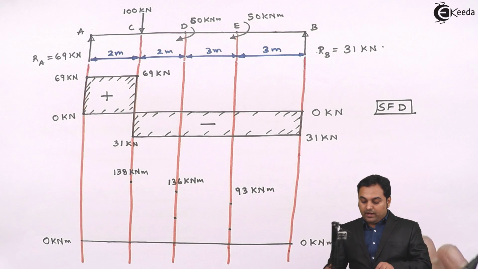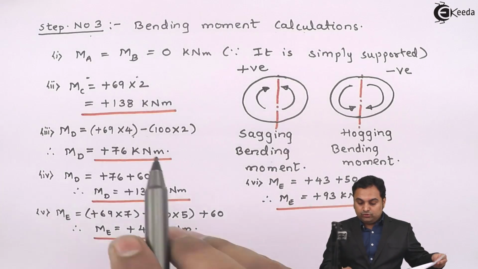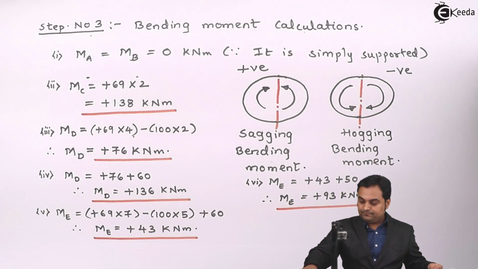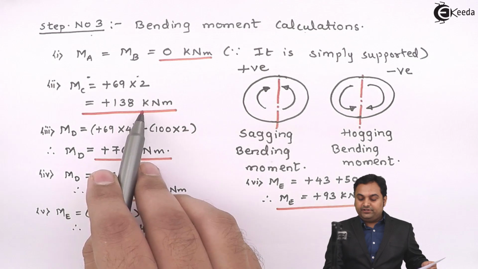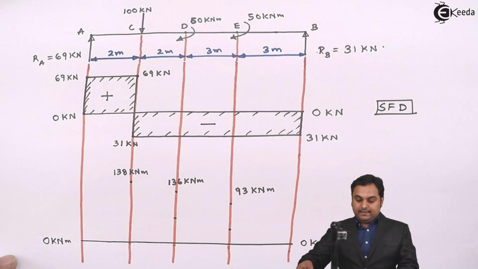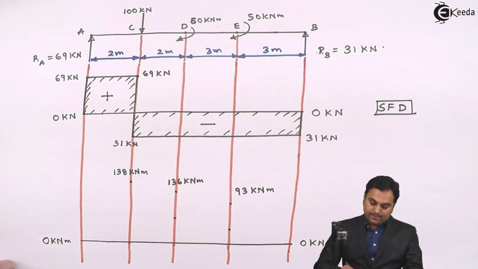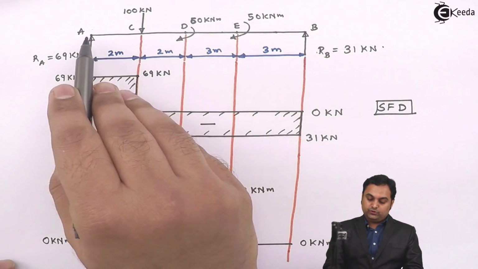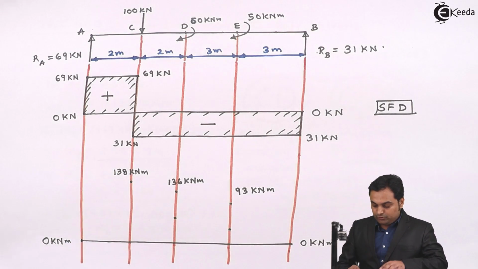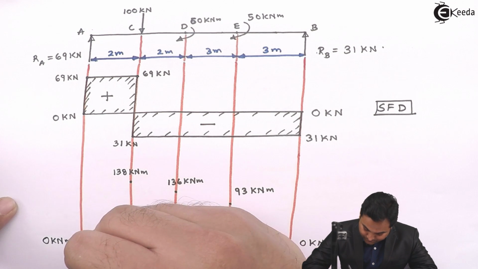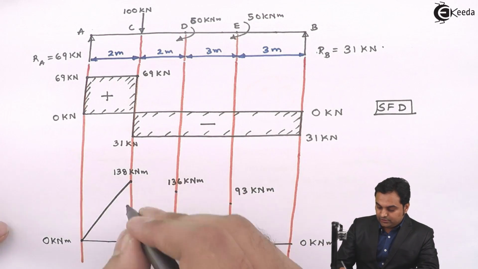Now, how would I be connecting these points? First of all, the value at A is 0. So from 0 kilonewton meter, the value of bending moment increases to 138 kilonewton meter, and now as there is no load between A to C, bending moment will be an inclined line. So here we have to say that when there is no load between 2 points, shear force diagram is a straight horizontal line, bending moment diagram should be an inclined line. So from 0 to plus 138 kilonewton meter.